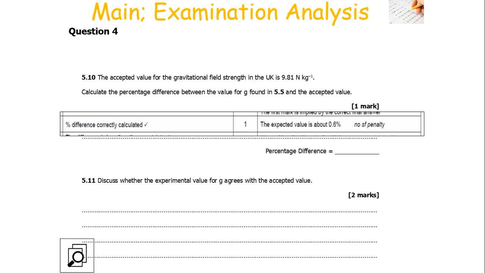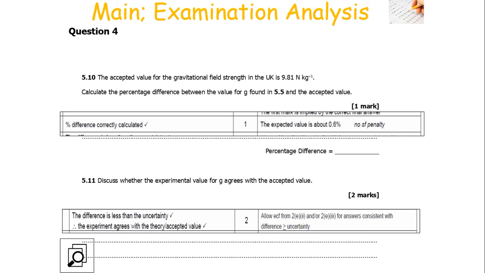Then discuss whether the experimental value for g agrees with the accepted value. Now it's very, very important to note you've got to look at the percentage uncertainty you've calculated and the percentage difference you've calculated. If the percentage difference is smaller than the uncertainty, that tells us that the experiment agrees with the theory, it agrees with the accepted value, because the uncertainty gives you the range the results could lie in. The difference tells you how far out you are. So if your uncertainty was 10% but you had a difference of 5%, that tells you that when you've considered the uncertainty, the two values are going to be the same, so it's accepted.